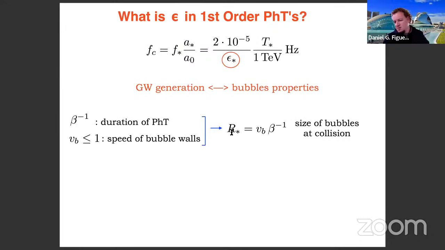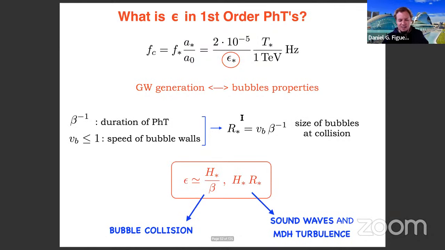So at the end of the day, there is a radius upon collision of the bubbles. And essentially, this epsilon is mostly determined by the ratio of the time scales of the phase transition to the Hubble time in the case of bubble collision, and the ratio of the radius, which depends on the velocity and other aspects, to the Hubble radius for the sound waves and the possible development of turbulence.